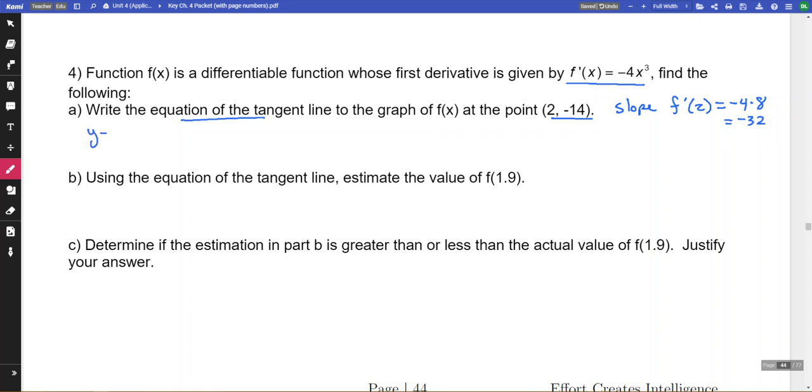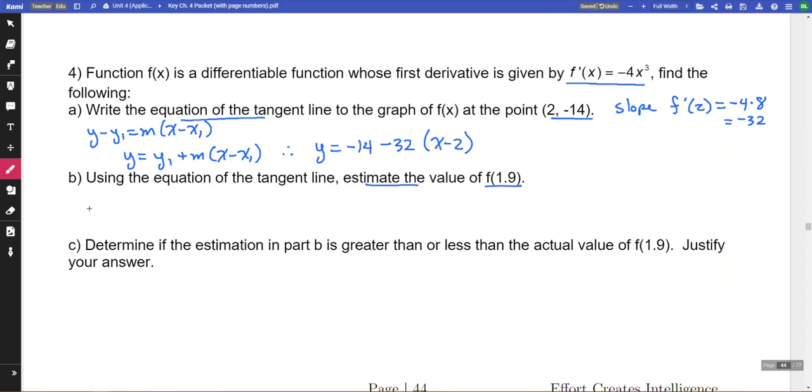So our equation, y minus y1 is equal to m times x minus x1, but it can help us if we know we're going to be doing linear approximations to say y equals y1 plus m times x minus x1. So therefore our tangent line is going to be y equals negative 14 minus 32, because that's our slope, and then x minus 2. All right. Now, estimate the value of f of 1.9.